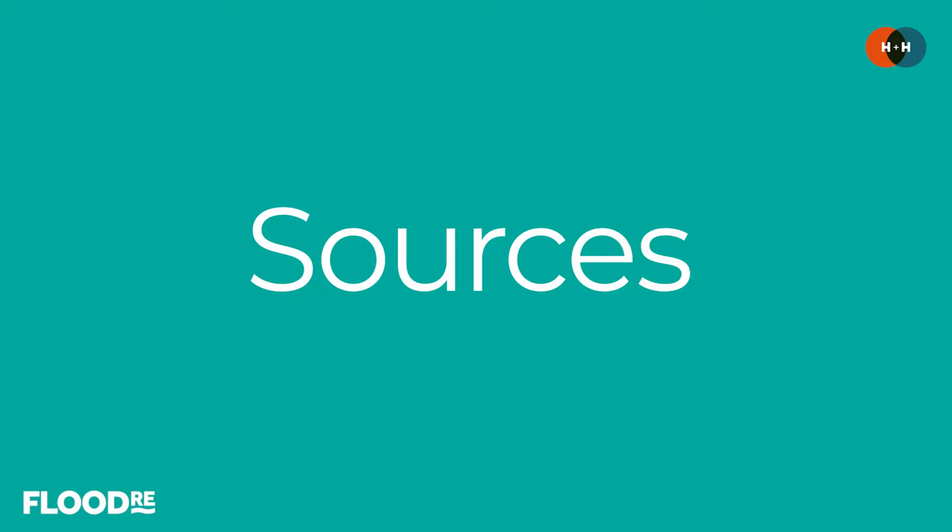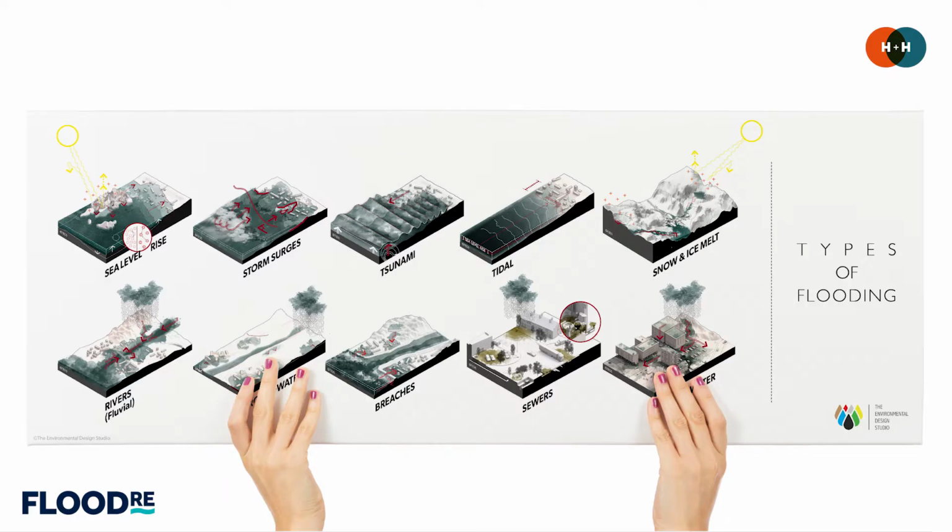And once this information has been collated and analysed, it can then help inform how we can adapt our property to be more flood resilient. So let's begin by looking actually at how we identify the sources of flooding. And there are, as we can see here, a variety of different ways in which flooding can occur.